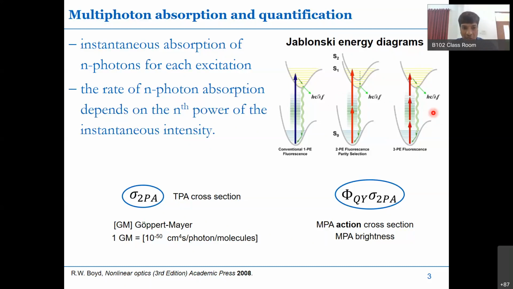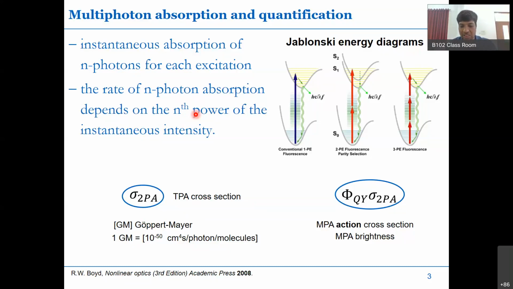Mostly excitation is at a lower energy and emission is going to be at a higher energy. And how do we know that it has absorbed two photons or three photons or four photons? It can be easily understood by plotting a graph of the rate of n-photon absorption against the emission, and you can obtain a plot with a slope of n, n-power slope actually.